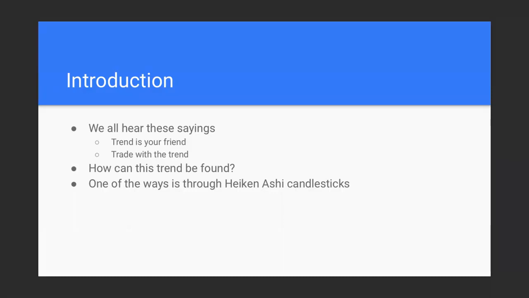Yeah. So one of the best ways to identify and to stay in the trend is through the Heiken Ashi candlestick. In the next few slides, we'll be seeing how we can identify these trends. And also finally, we'll look at some live examples of how it works.